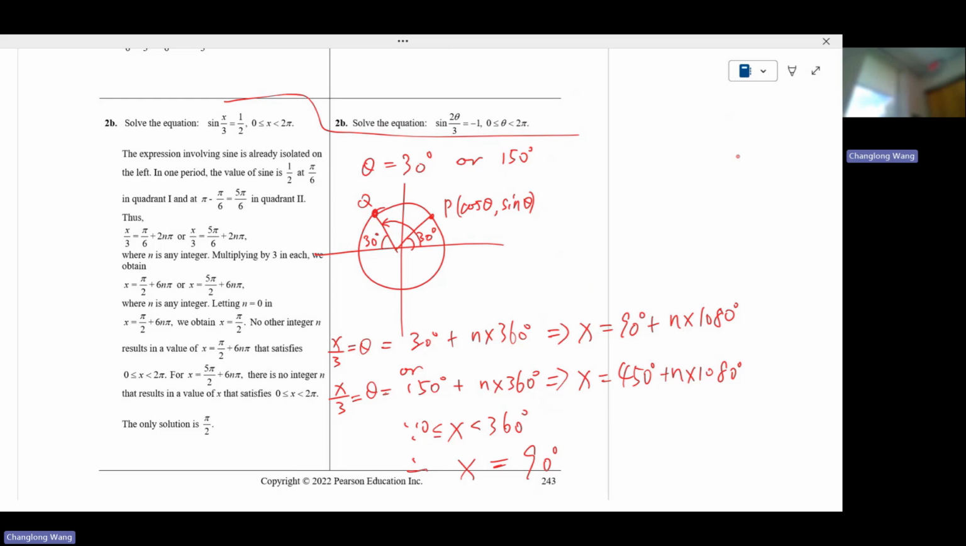But simply put, I would say most likely, if you only show me that theta is 30, so x over 3 is 30, x must be 90, honestly, I'll probably give you 2 out of 5. Which is not bad. But the thing is, it could have been a lot more than that.